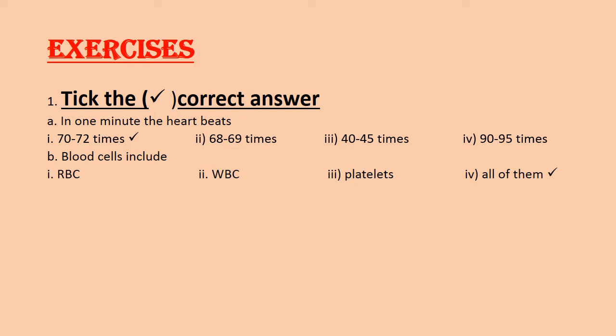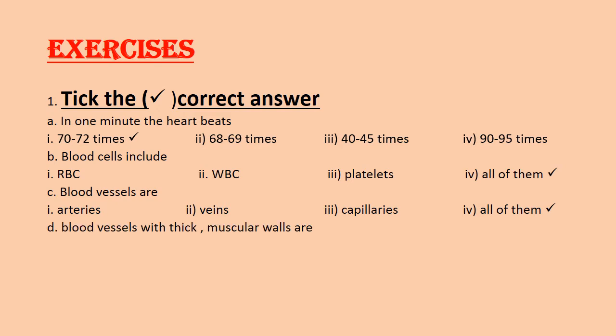Blood cells include all these three components: RBC, WBC and platelets. So tick all of them. Part C is blood vessels are arteries, veins, capillaries. So tick all of them, as arteries, veins and capillaries are all blood vessels.